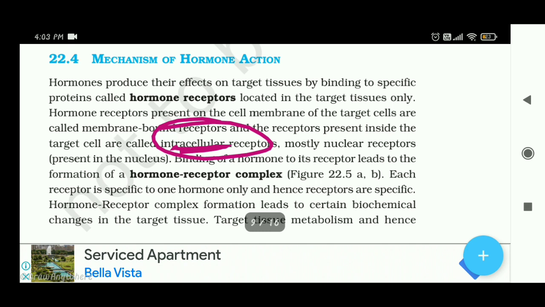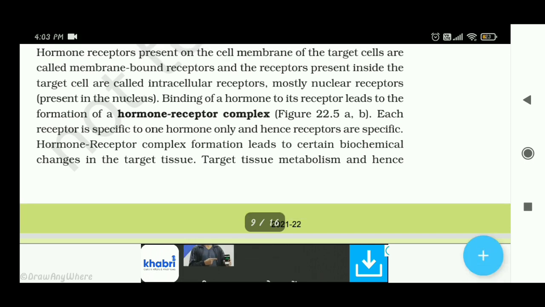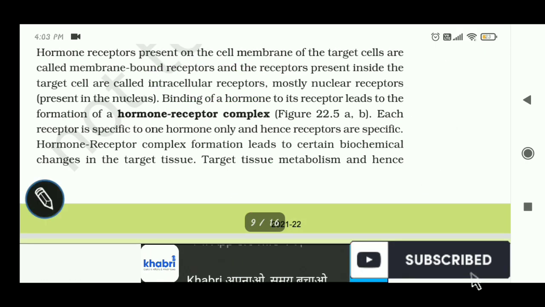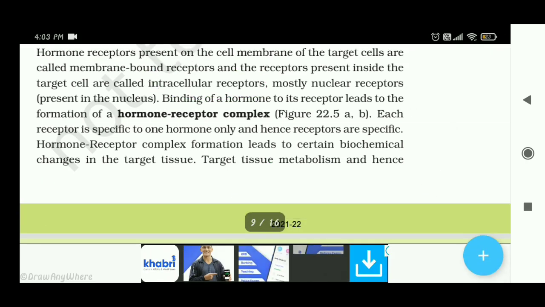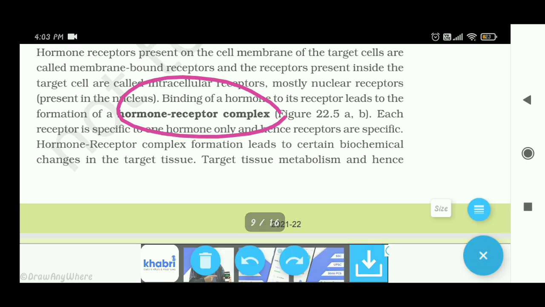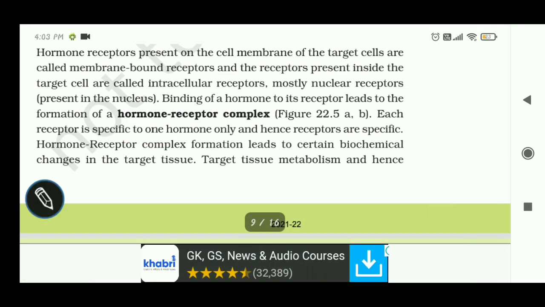If it is at the cell membrane, we call it a membrane bound receptor. The names are clearing everything, and mostly nuclear receptors are there. If we are talking about intracellular, inside the cell there will be nucleus. Mostly in intracellular we have the nuclear receptors which are present in the nucleus. Binding of hormone to its receptor leads to a formation which we call hormone receptor complex, and a receptor is specific to any one hormone only.